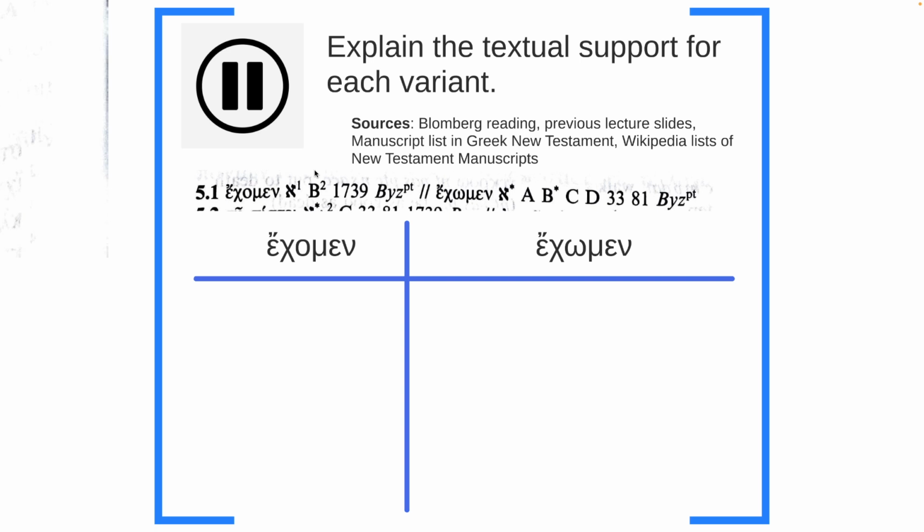So what I want you to do is make a list for each of the variants, the indicative echomen and the subjunctive echomen. List which manuscripts support each one, and next to each manuscript's name, write what kind of manuscript it is, whether a papyrus, an uncial, or a minuscule manuscript, and also write its date. This should take you a little while since there are several witnesses to each of the variants. Once you unpause and come back, I will give you my list and make some comments on the support for each one of these readings.